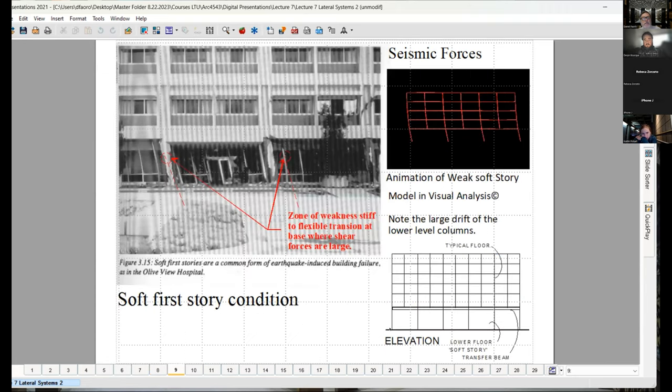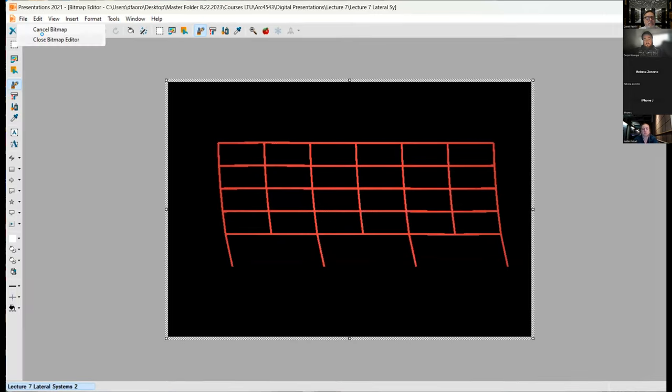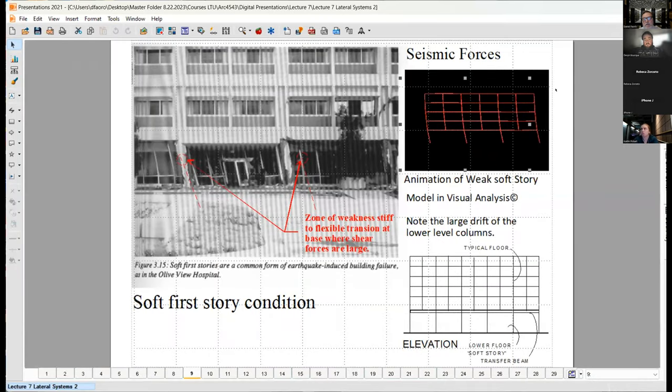Low first story frameworks again. Here's a failure in Olive View Hospital, Southern California, I believe. The low first story floors, this is a much stiffer wall panel up above, much less here because it's all glass. That starts to show failure. Obviously a lot more deformation going on at the lower level than there is on the upper level.